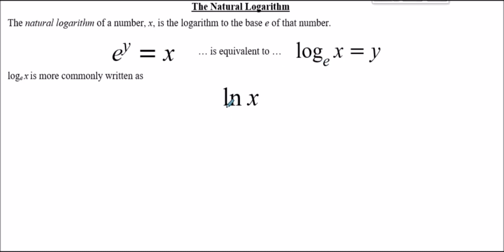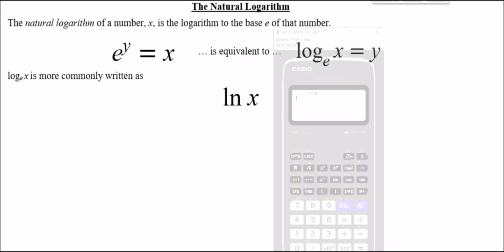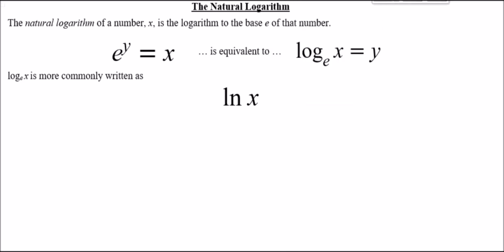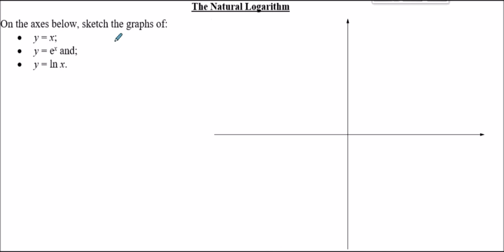And the good thing about this is, with a calculator, we don't need to put in log base e. We can just press the ln button, which we have here, followed by the value of which we want to find the natural log of. And a bit more about this. If we now have a graph where this is obviously the y-axis and this is the x-axis, we can see how the graph of y equals e to the x compares with the graph of y equals ln x.